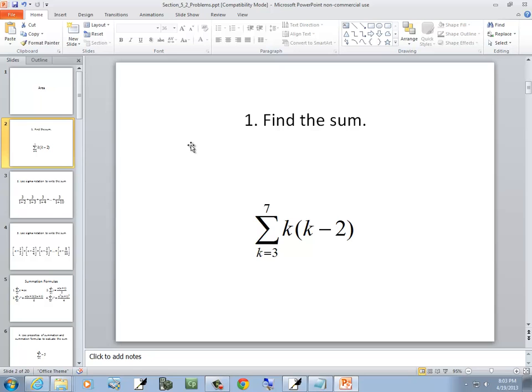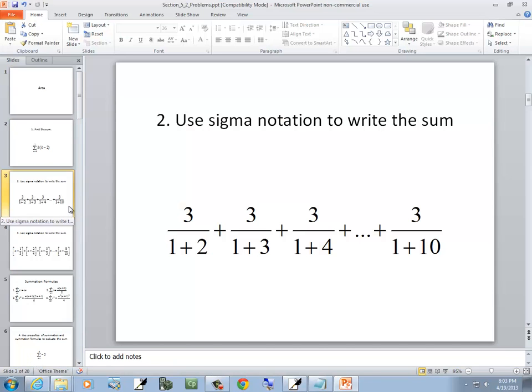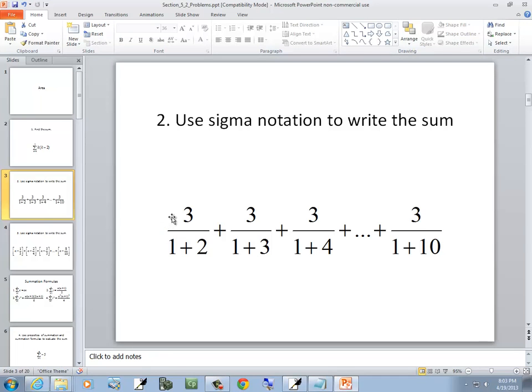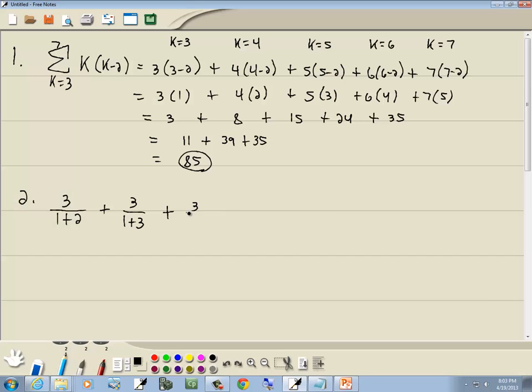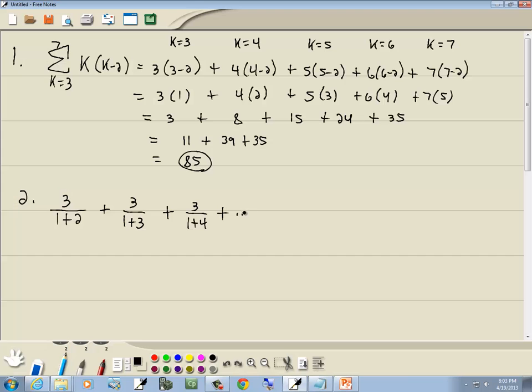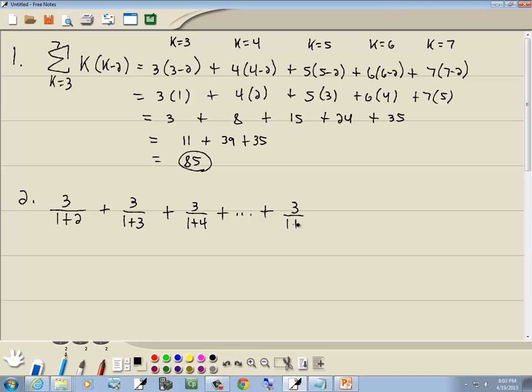Again, these first ones just kind of get you used to the notation. Our second problem says use sigma notation to write the sum. So we go ahead and write that down. 3 over 1 plus 2, plus 3 over 1 plus 3, plus 3 over 1 plus 4, plus dot dot dot plus 3 over 1 plus 10.